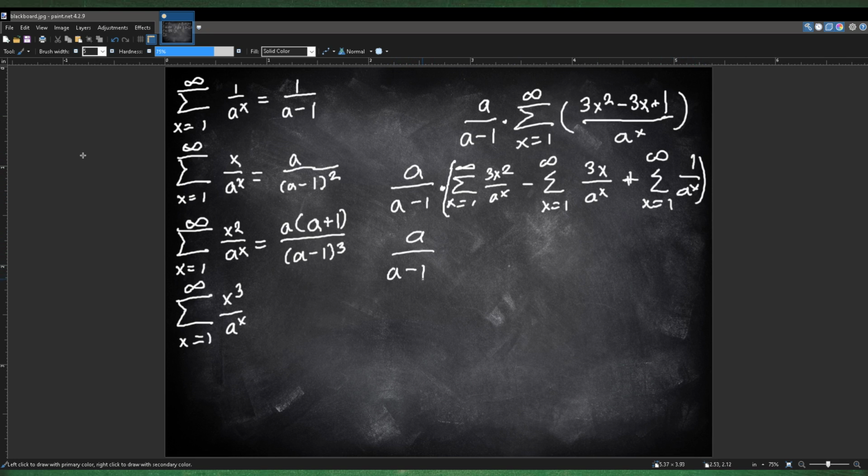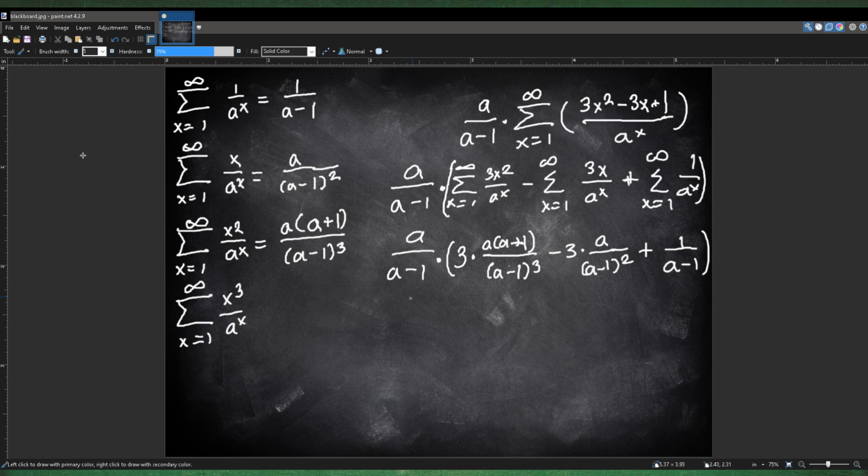So a over a minus 1 times our summation from 1 to infinity. We already know what this one is. It's just 3 times the quadratic 1 over the exponential, which is what we wrote here, right? Which we just derived earlier. So a over a plus 1 over a minus 1 to the power 3, minus 3 times our linear, which is also right here that we put on the side, a over a minus 1, which we derived in the previous video, plus a, our constant, which is just a regular infinite geometric series.